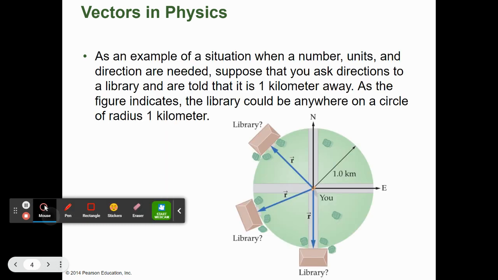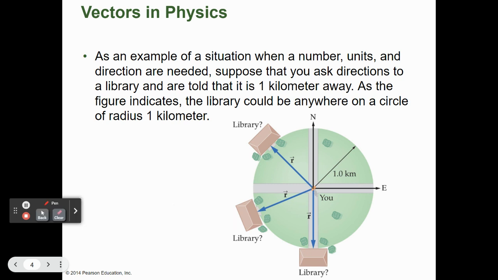And so here's an example. If we need to get to the library from wherever we are, and you ask for directions to the library, you're told that it's a kilometer away. Well, if you are right here and you're a kilometer away, that could be lots of different directions for where that library could be. If you're exactly 1 kilometer away, it could be over here, it could be here, here, here, here. You don't know which one. So just having a number doesn't really help you. You need a direction to go with that.